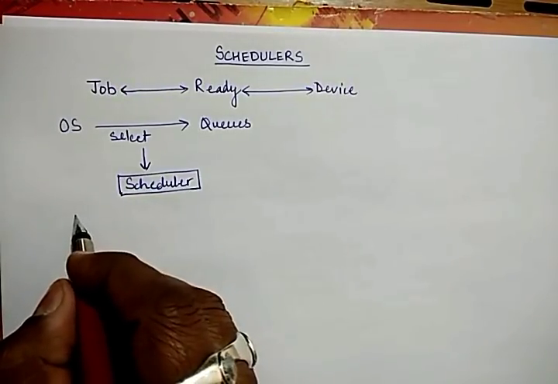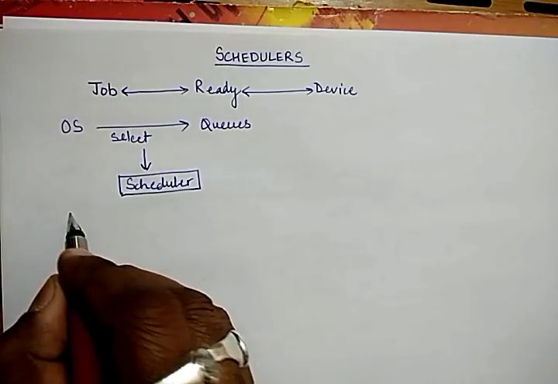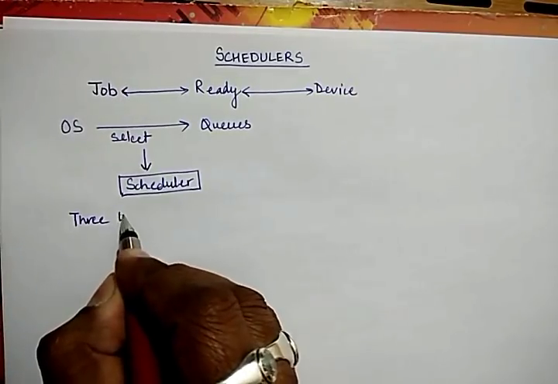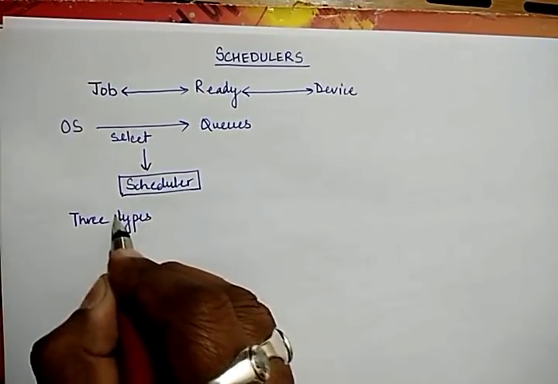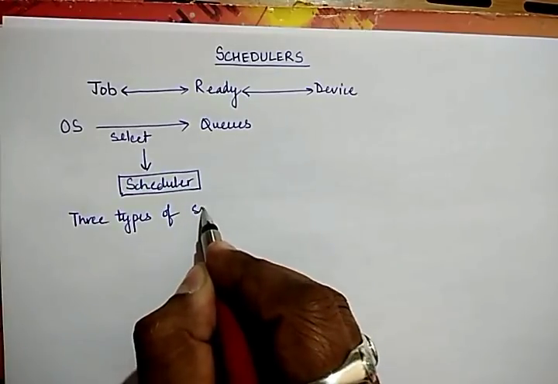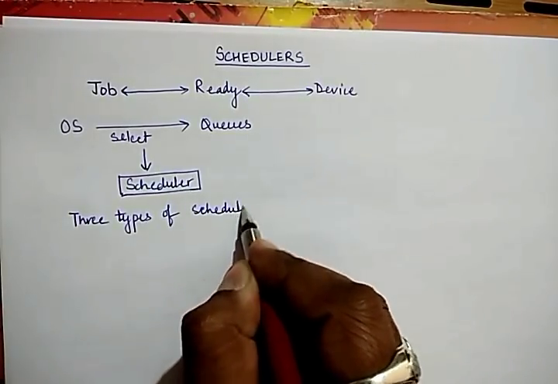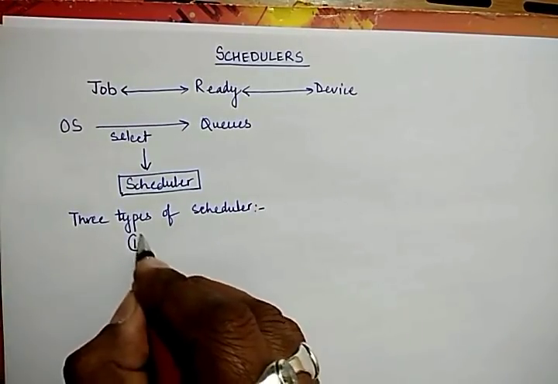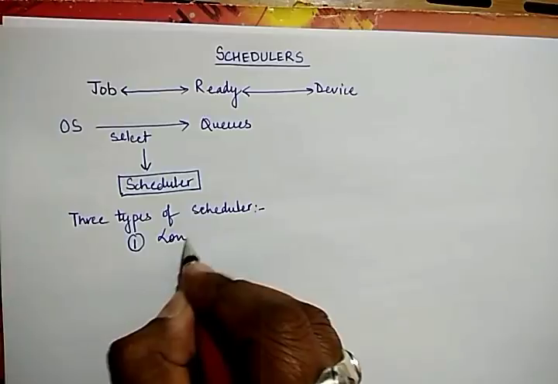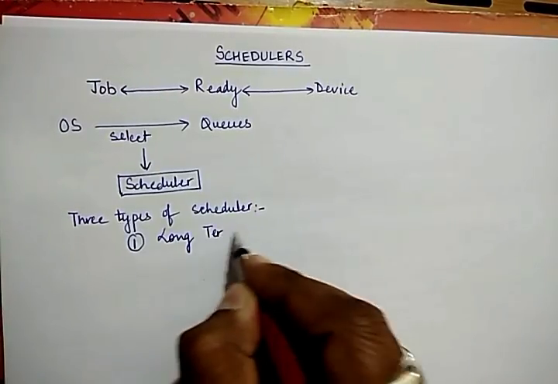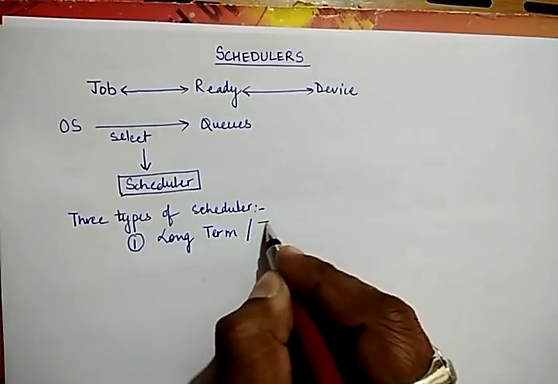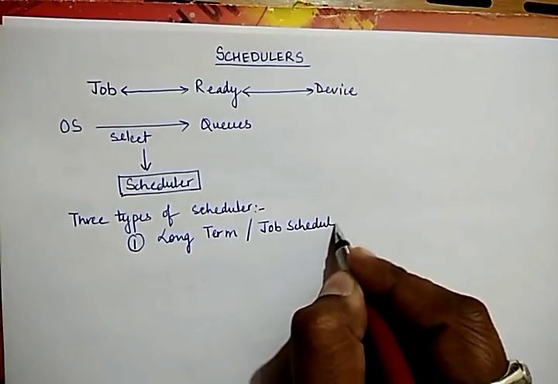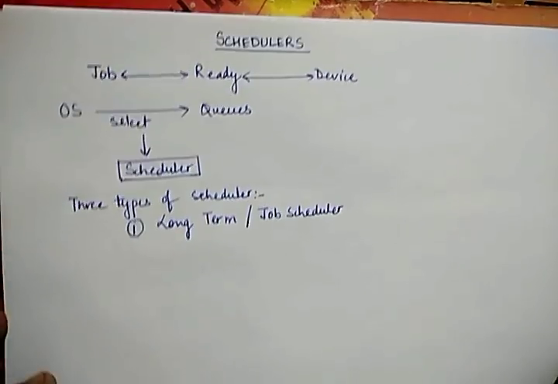So the operating system maintains three types of schedulers for its job. The first one is called the long-term scheduler, also called the job scheduler.